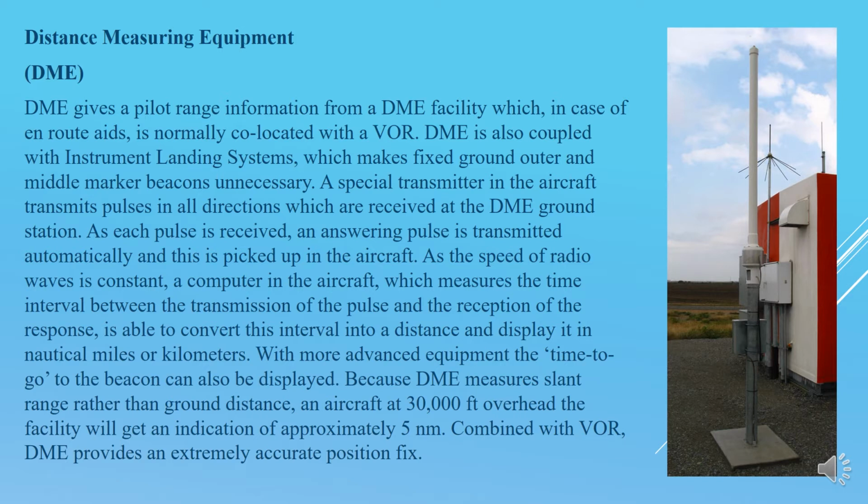As the speed of radio waves is constant, a computer in the aircraft which measures the time interval between the transmission of the pulse and the reception of the response is able to convert this interval into a distance and display it in nautical miles or kilometers. With more advanced equipment, the time to go to the beacon can also be displayed. Because DME measures slant range rather than ground distance, an aircraft at 30,000 feet overhead the facility will get an indication of approximately 5 nautical miles. Combined with VOR, DME provides an extremely accurate position fix.